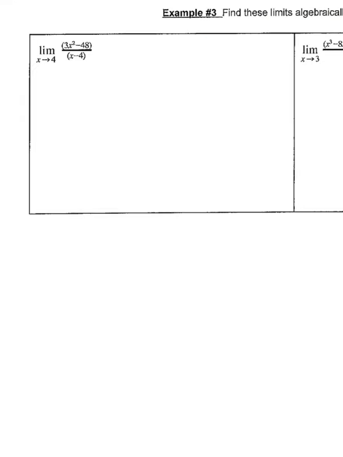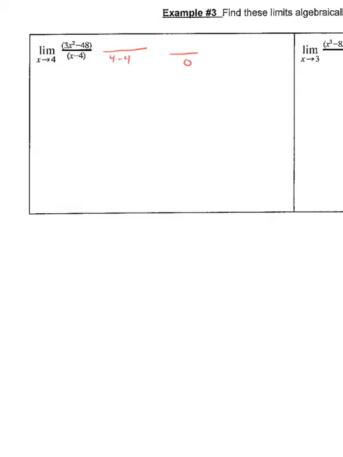Okay, example number 3. We're just going to practice finding limits algebraically. If you remember, the first thing we ask ourselves is, can we do direct substitution? Can we plug in 4 here and here? And we can't, because when I plug in 4 on the bottom, 4 minus 4 gives me 0.